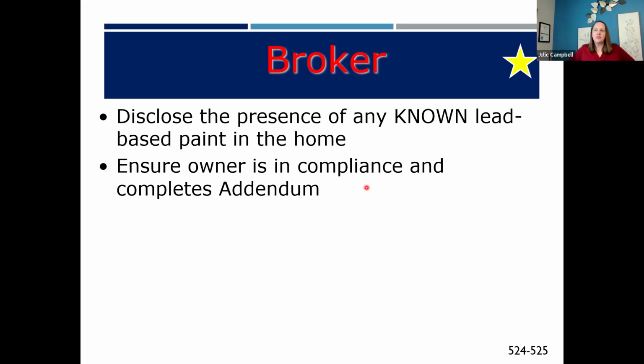And as listing agents, we need to ensure that the seller is properly completing that lead-based paint hazard addendum, that they are disclosing what they know. If you're working with a seller that says, I know, but I don't want to disclose this, shh, don't say anything, I guess my question to you is, do you really want to work with this seller?